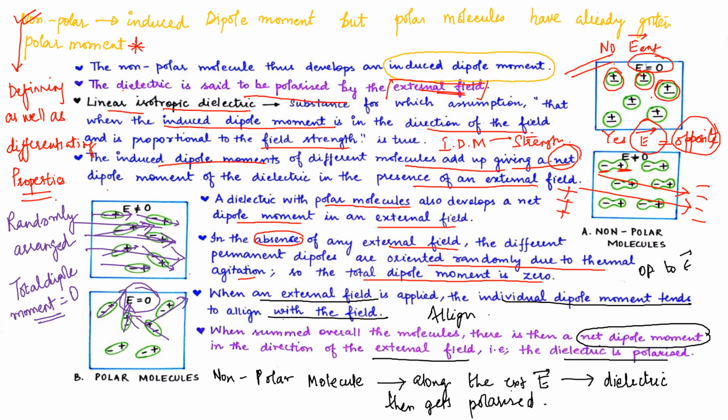And once we provide an external electric field to a polar molecule, these polar molecules, which are already stretched and random, get aligned and oriented in the direction of the electric field, and this makes the dielectric polarized. So the phenomenon of a polar and a non-polar dielectric getting polarized is a little different, but at the end of the story we are getting a polarized dielectric.